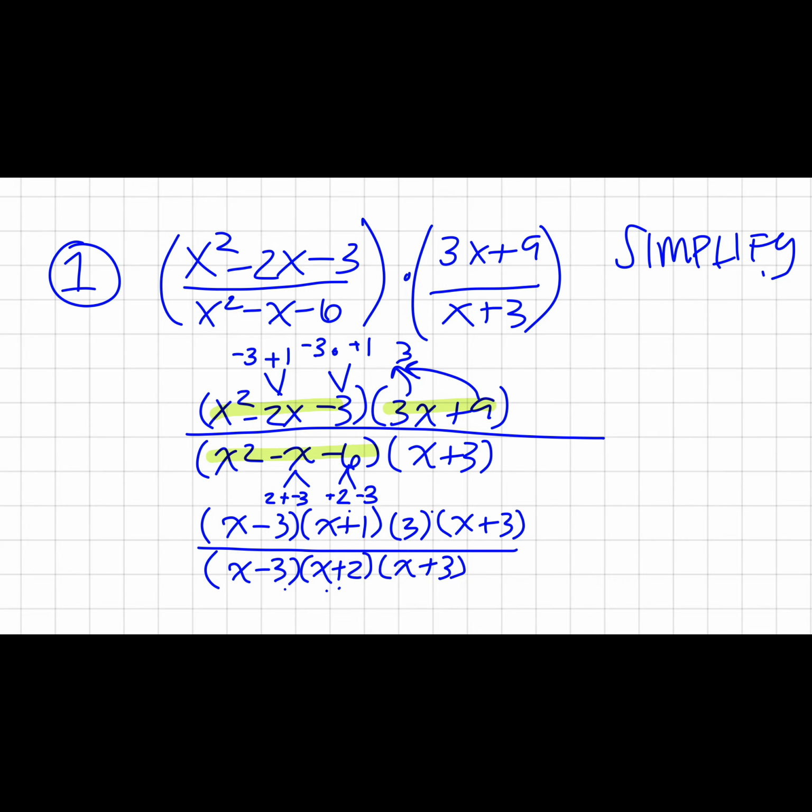And so now I'm looking for items that can cancel out to make this a simpler expression. So I'm going to start in my numerator, and I'm just going to compare my terms in my numerator to the terms in my denominator. So x minus 3, I see I have one here, so it cancels out. x plus 1, there's no x plus 1, so it stays. 3, there's no 3 by itself, so it stays. x plus 3, there's an x plus 3 here, so it cancels out. So what we're left with is 3 times x plus 1 all over x plus 2. And I would have accepted this as your final answer.